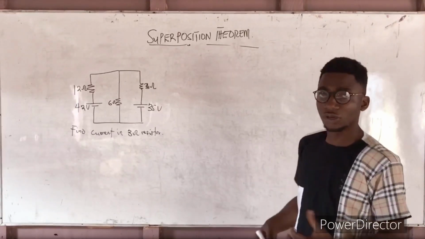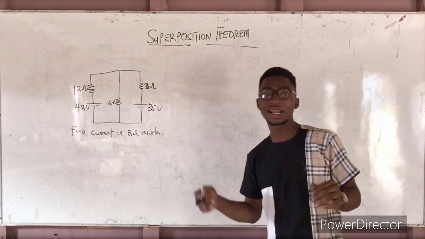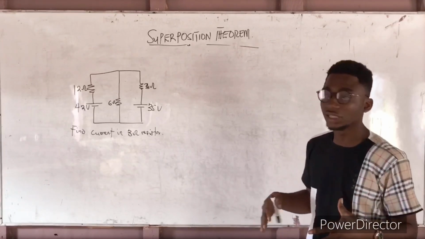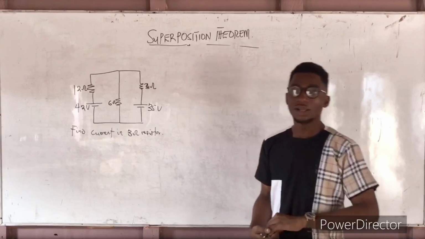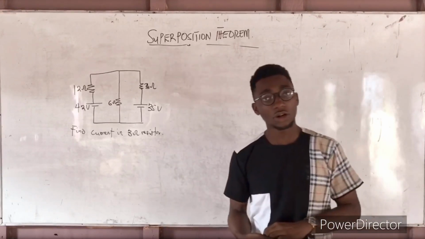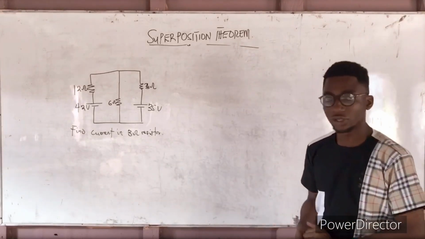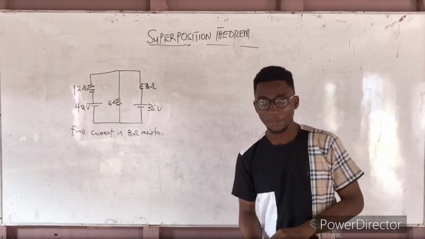Now, superposition theorem is a theorem that will help you find a particular current or a specific current, the current within a specific resistor. So now let's listen to the theorem and let's know how we can use it to solve this question.